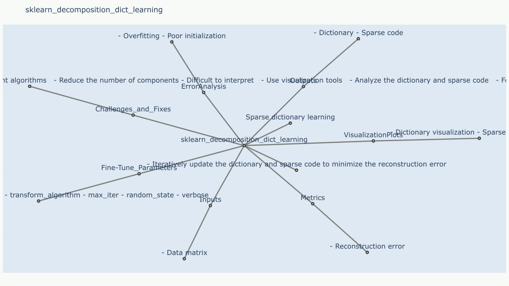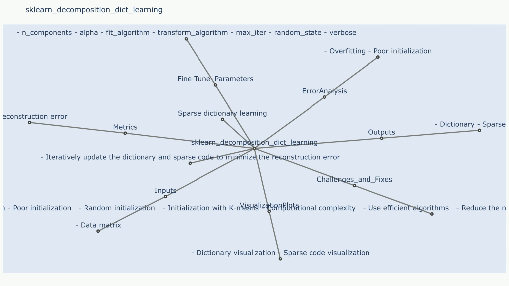sklearn.decomposition.DictionaryLearning. Description: dictionary learning aims to find a set of atoms (dictionary elements) that can represent the data in a sparse way. It learns a dictionary matrix and a sparse code matrix that can reconstruct the original data. This method is particularly useful for compressing data, identifying underlying patterns, and extracting features.